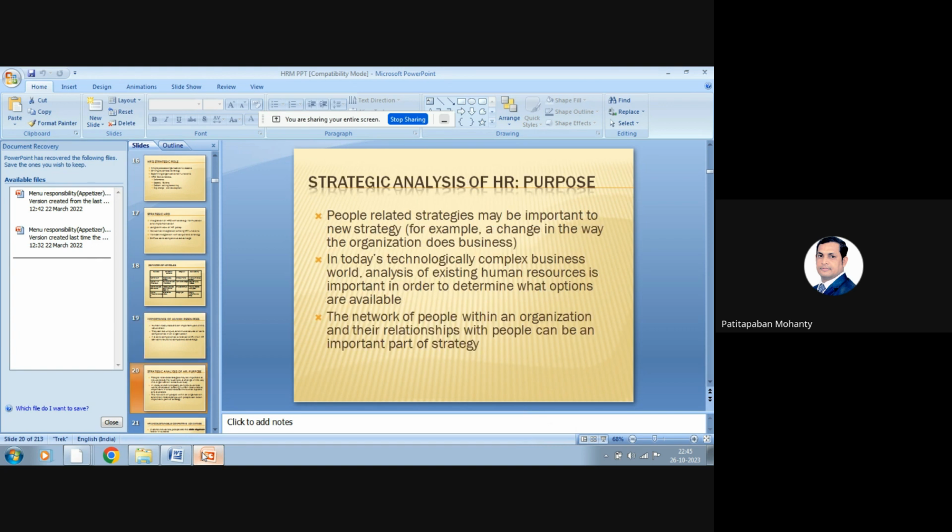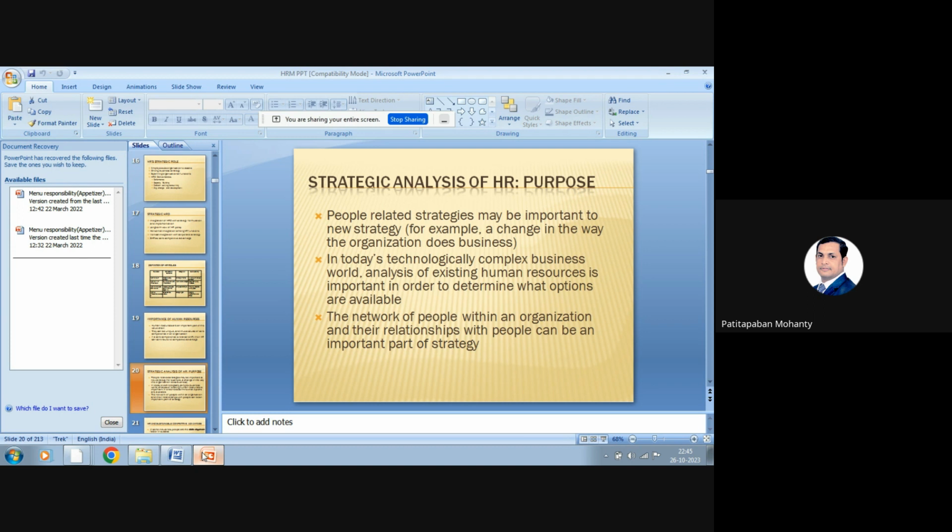Then what is the strategic analysis of HR, or what is the strategic purpose? People-related strategies may be important to new strategies, for example, a change in the way the organization does business. In today's technologically complex business world, analysis of existing human resources is important to determine what options are available. The third point is that the network of people within an organization, and the relations with the people, can be an important part of strategy.